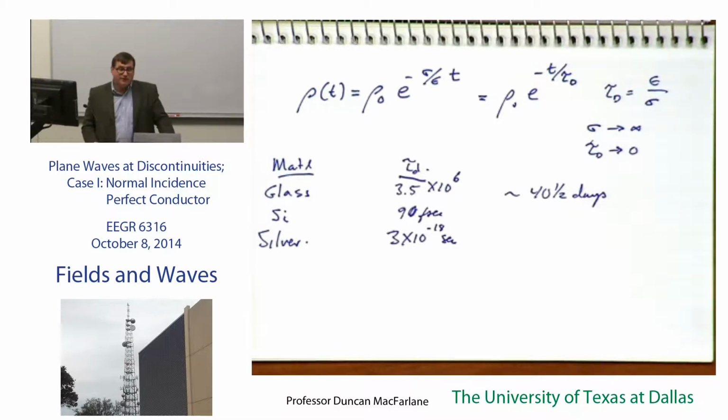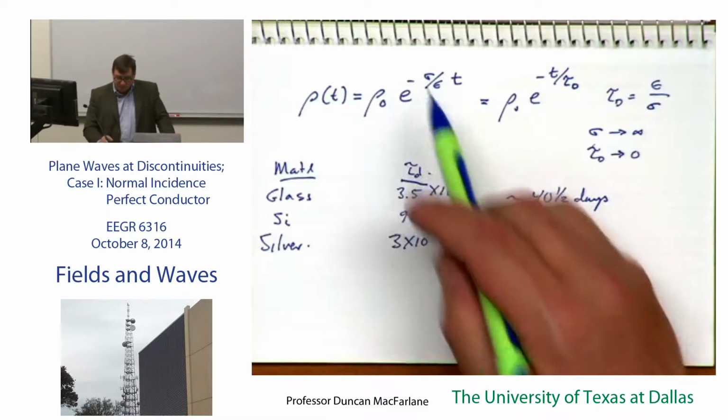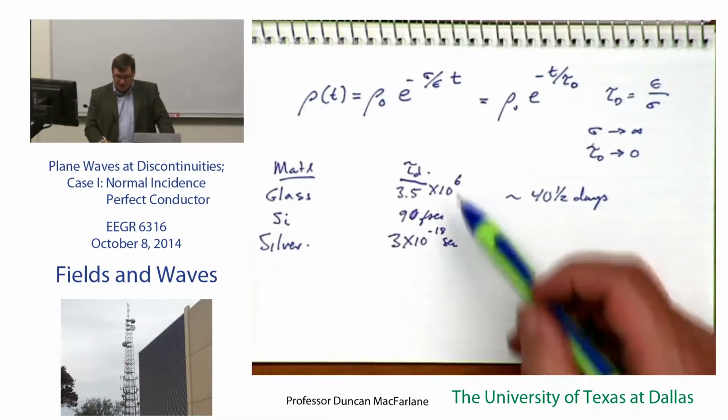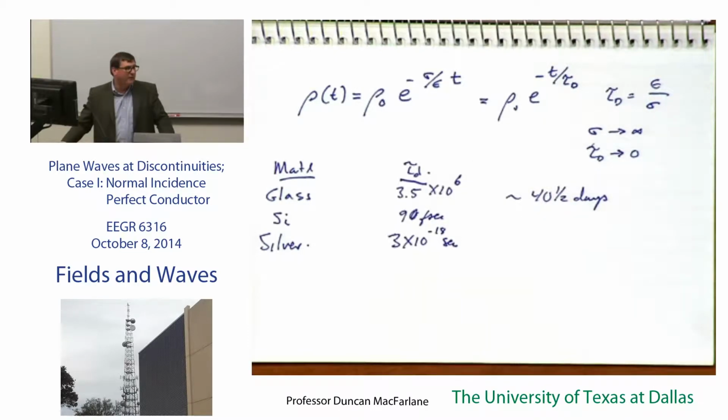But the lesson being the same, as long as I have some sort of conductivity, any charge that happens to be in that conducting surface will migrate to the surface. Any charge that happens to be in that conducting material will find its way to the surface of the material. It might take 3 attoseconds, it might take a little over a month, but it will get there.